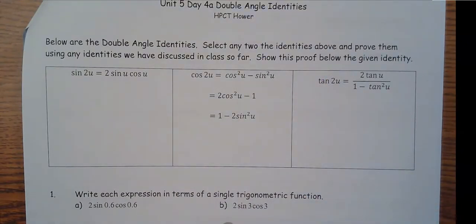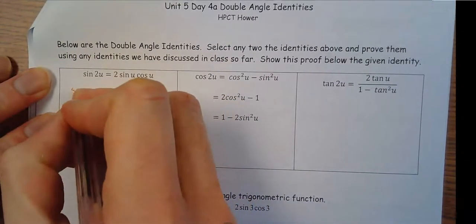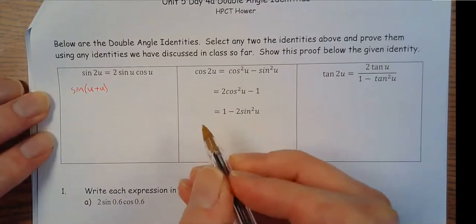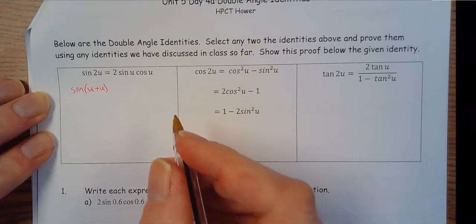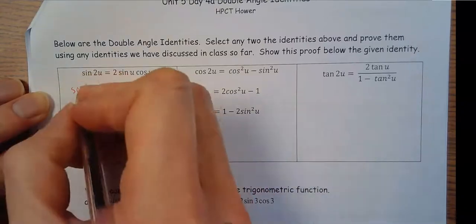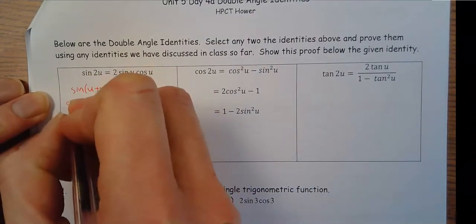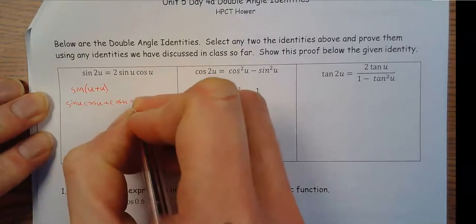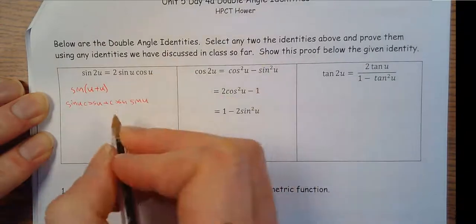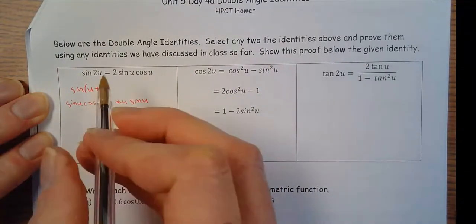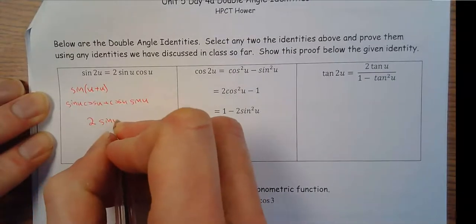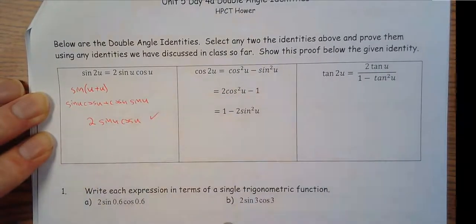Yeah, so I'm just going to do them real fast here. So think of this as, instead of sine 2u, think of that as sine u plus u, and we'll use our sum of sine identity here. So this would be sine u cosine u plus cosine u sine u, and notice those are basically the same thing, just being multiplied in a different order. So it's really just 2 sine u cosine u, and that's what we're trying to verify.